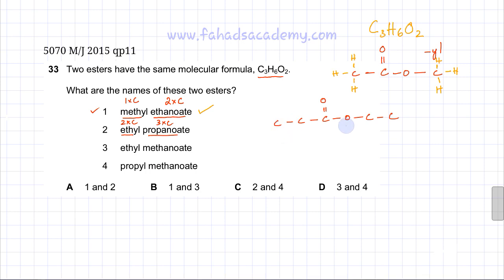Now I don't need to actually continue, because even if you look at this partial structure, there are 1, 2, 3, 4, and 5 carbon atoms. So the formula cannot actually be C3H6O2. So this one is definitely incorrect.